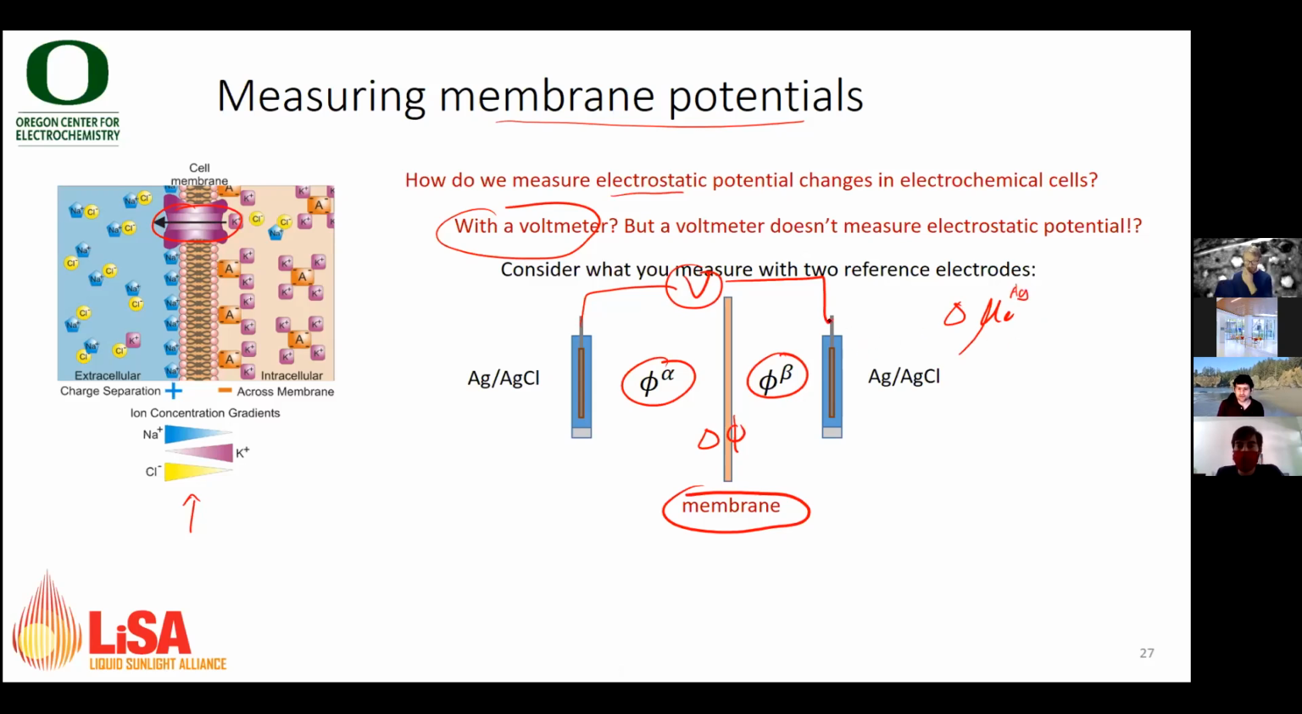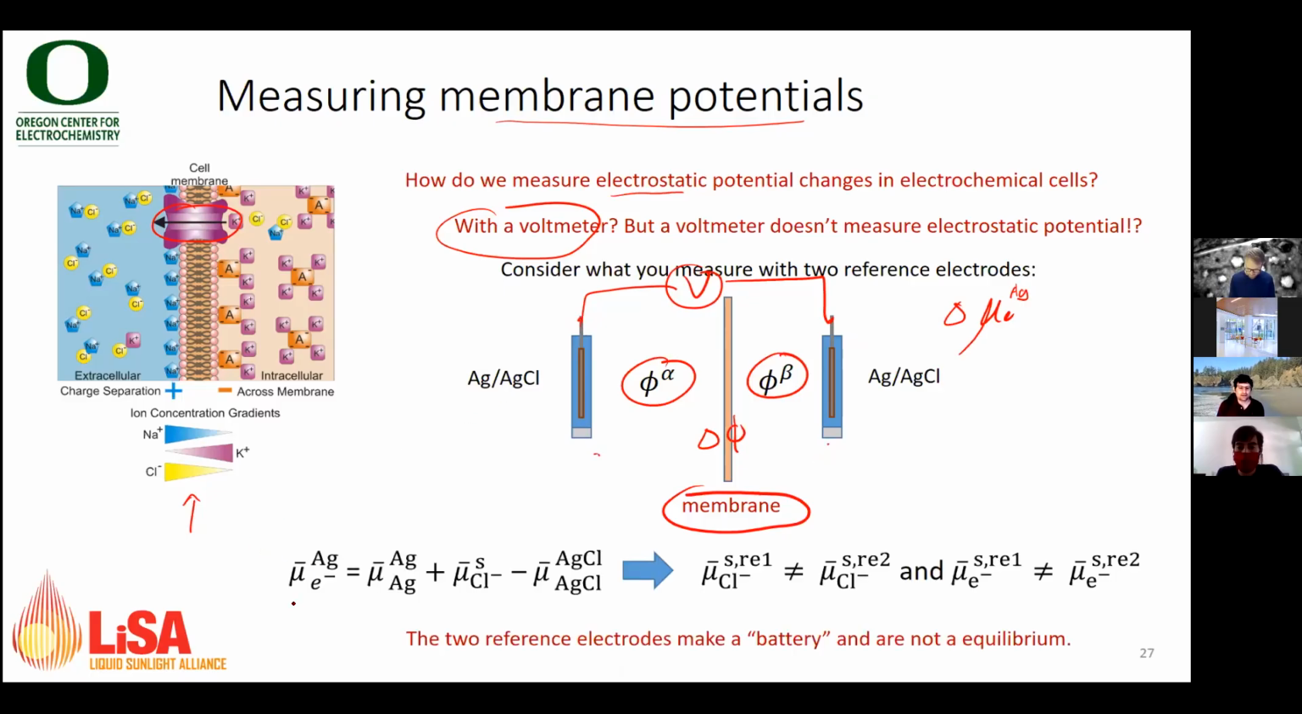What I'm literally measuring is the difference in free energy of the electrons in the silver wire. So why would they be different on this side versus this side? Okay, this is kind of interesting. If you think about it, the electrochemical potential of the electrons in the silver, because chemically, a reference electrode is an electrochemical reaction at equilibrium. It has fast kinetics. So I can write that, right?